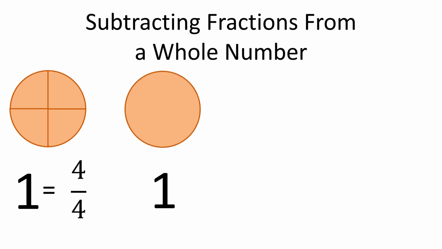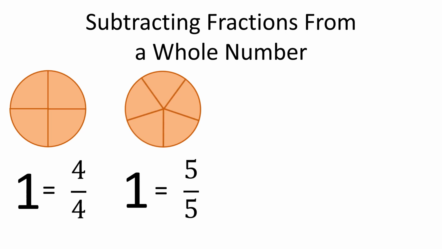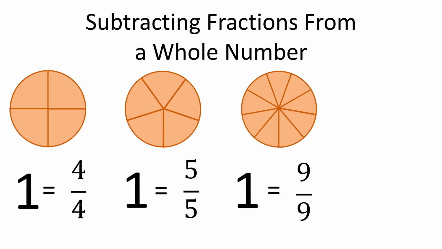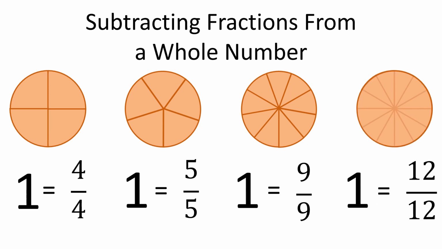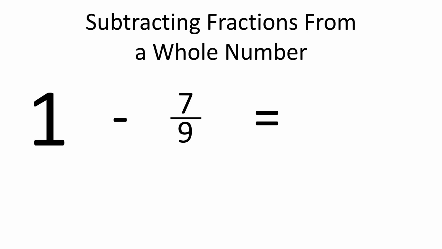The second whole here is divided into 5 equal parts. The third one is divided into 9 equal parts. And finally, the last one is divided into 12 equal parts. Each one of them is a whole, but has been divided into a different number of equal parts. So, to subtract 7/9 from 1, first we have to represent 1 as a fraction.